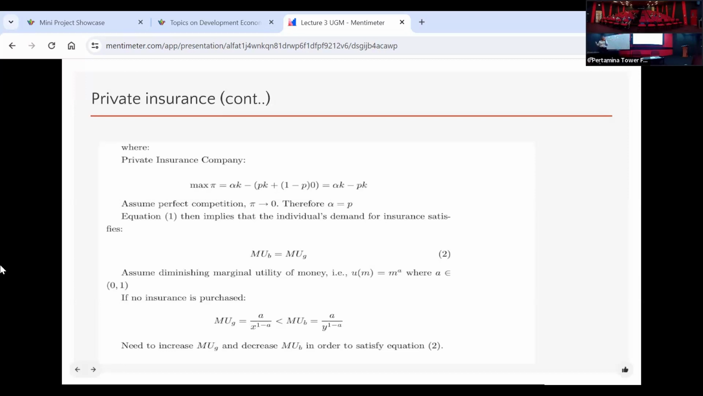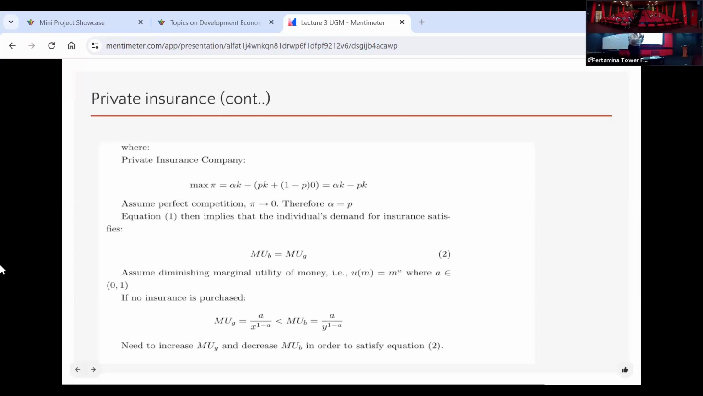By symmetry, you do the same with the bad state. So this is good, and the marginal utility of bad would be a y to the power of a minus 1, or 1 minus a, which you have here. You have the marginal utility of good and the marginal utility of bad.